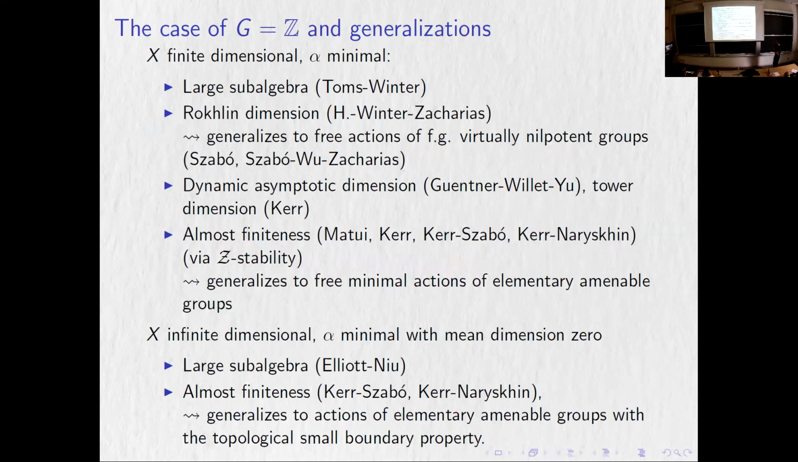Okay, so in the first condition, let's look at the actions of the integers. So G is the integers. We have X, which is finite dimensional. The thing which was studied the most in that setting was minimal actions, because they give rise to simple crossed products. It's not clear that from the perspective of dynamical systems, minimality is such a natural assumption, but it is something which is looked at.